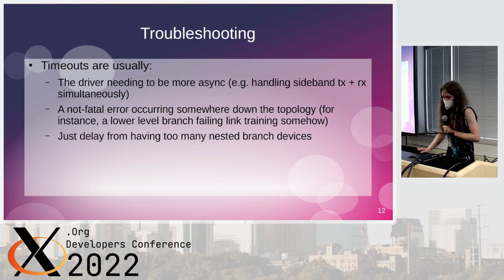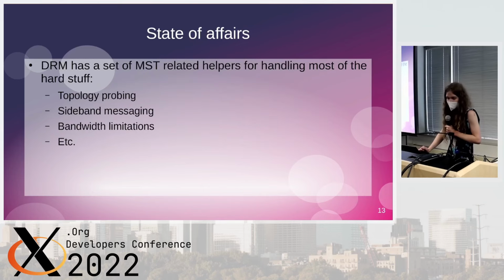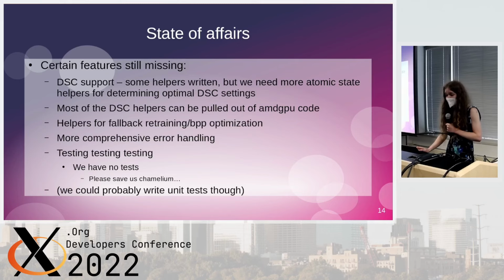So the current state of affairs, DRM has a set of MST-related helpers for handling most of the hard stuff, including topology probing, sideband messaging, bandwidth limitations, etc. There's still a lot of features that are missing though. For instance, DSC support. We do have some helpers written, but ideally what we really want is a helper that can handle doing the actual determination of figuring out when we need DSC and when we can turn it off.